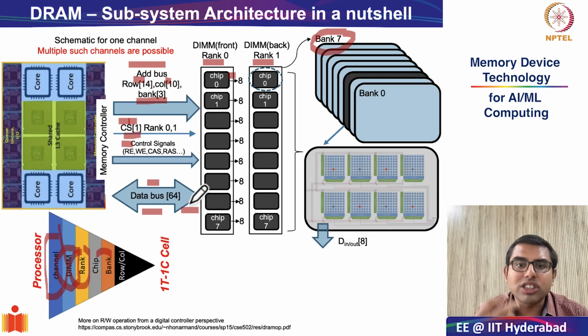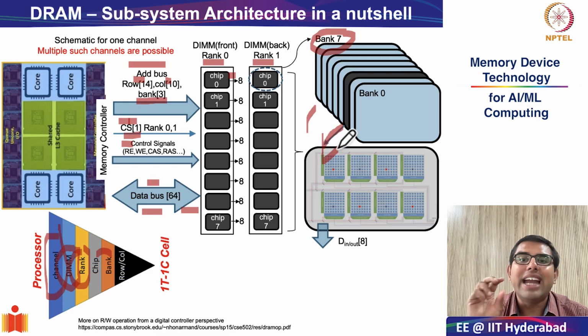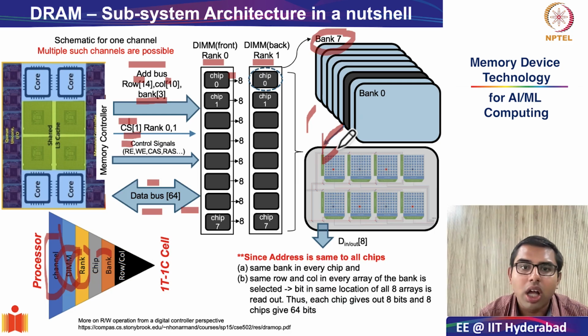Okay. Next, what we saw is the hierarchy below the bank. And below the bank, we saw that every bank consists of 8 individual memory arrays. So one bank consists of 8 individual memory arrays. And as we saw, in each memory array, the same row and column address is selected. And therefore, from that very location, 8 bits are being extracted out of one bank, right?